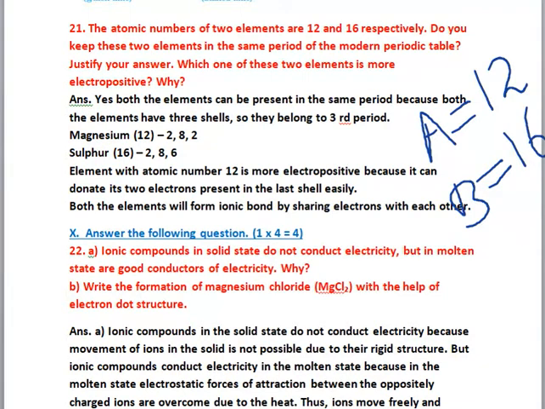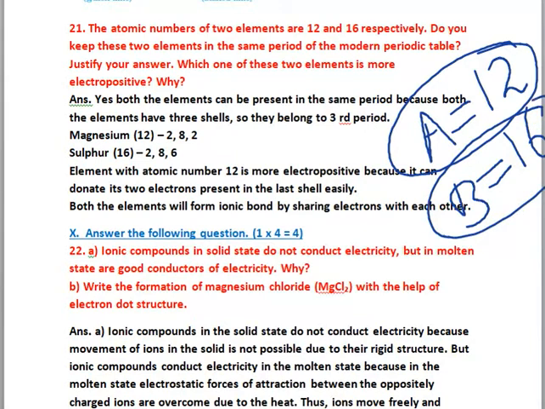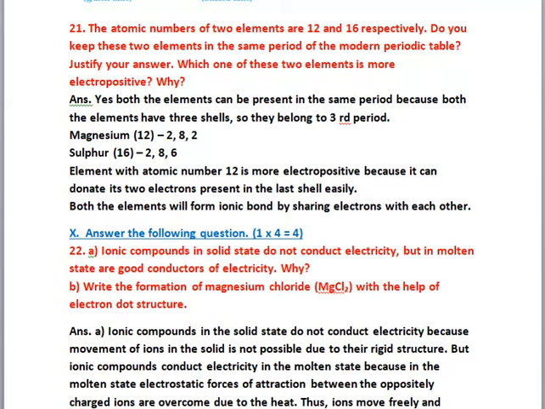So they have given us the atomic numbers, and they are asking whether we can keep both of the elements in the same period of the modern periodic table. If we can or not, we have to give the reason also, and after that we have to say which one is more electropositive. By looking at the atomic number, can you identify the element? Which one is element A? Yes, it is magnesium, because magnesium has atomic number 12, and element B with atomic number 16 is sulfur.